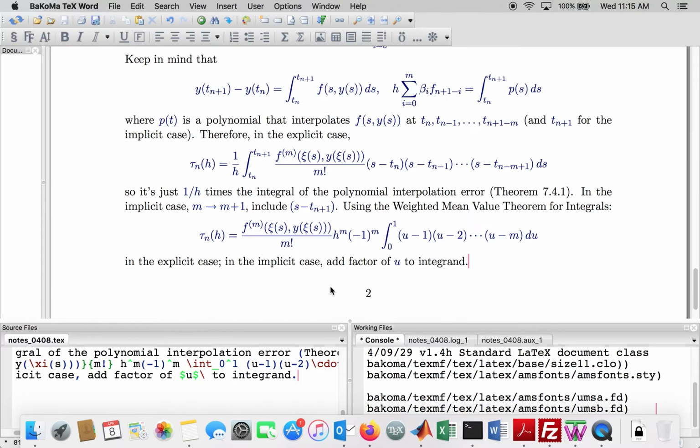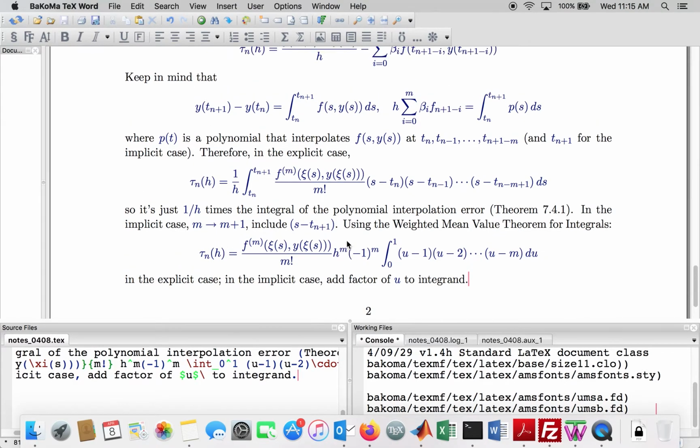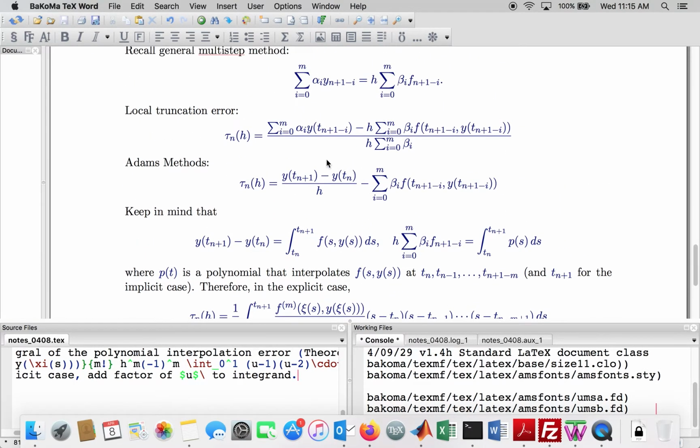Now, it'd be nice to have something a little more concrete, though. And in fact, we can, not just for Adams' methods, but for all multi-step methods. Because what we can do is, if we go back up here to the general local truncation error, we can perform a Taylor expansion here and here, a multivariable Taylor expansion here, which admittedly is quite the pain.